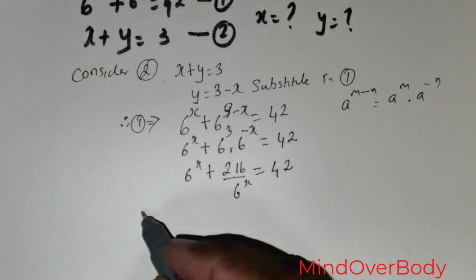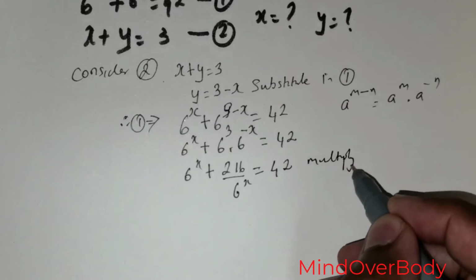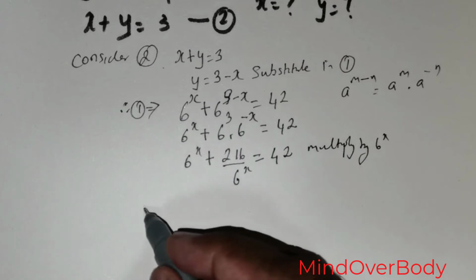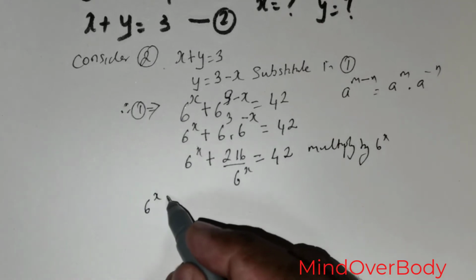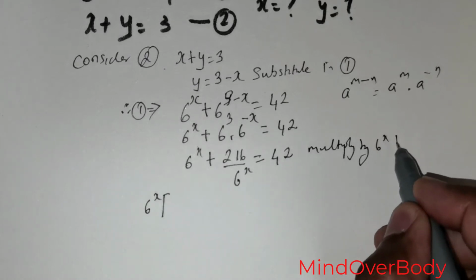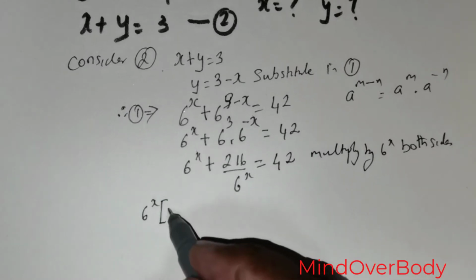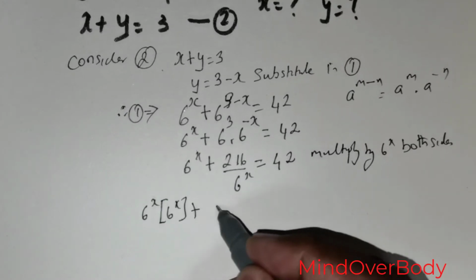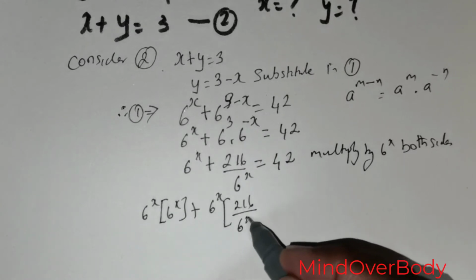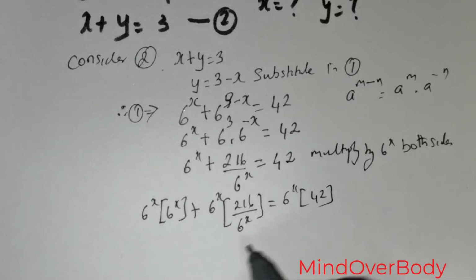Now what we can do is multiply by 6 raised to the power x. In fact, I'm going to be multiplying by 6 raised to the power x on both sides. So this is going to be 6 raised to the power x times 6 raised to the power x plus 6 raised to the power x times 216 divided by 6 raised to the power x. This is equal to 6 raised to the power x times 42.